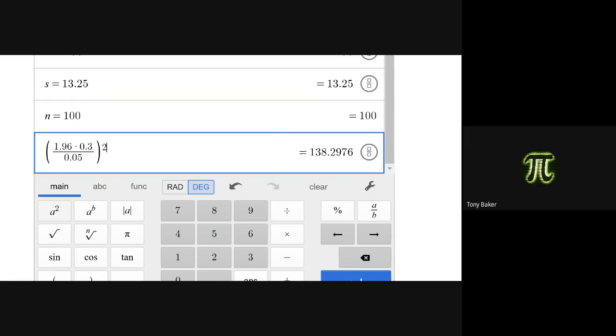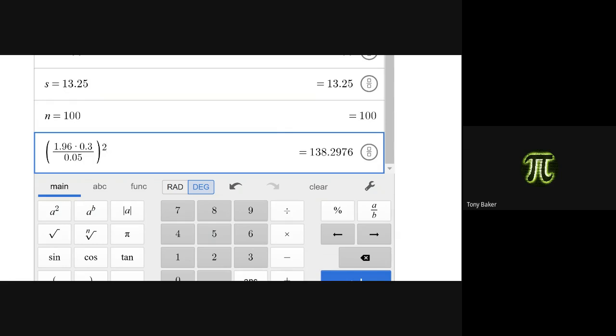How did you do your square? A squared. And then, oh, that gives you the answer. That's good. Nope, it's just there. So 138.2976. Okay, so how many bottles do I have to sample to get my 0.05 ounce?